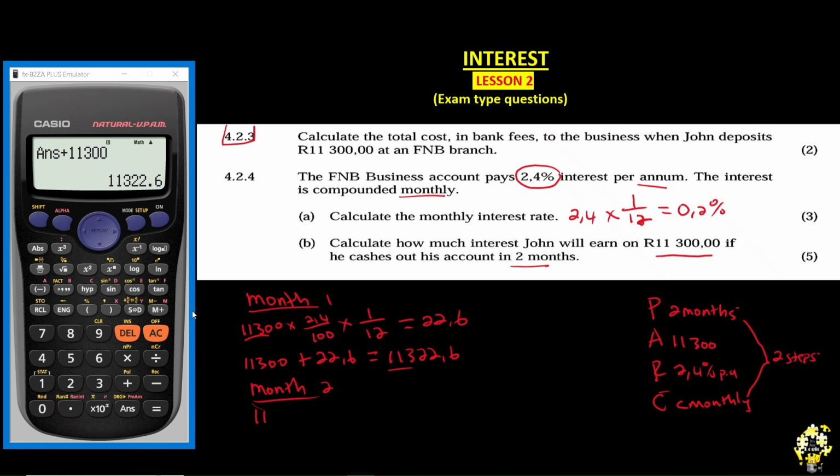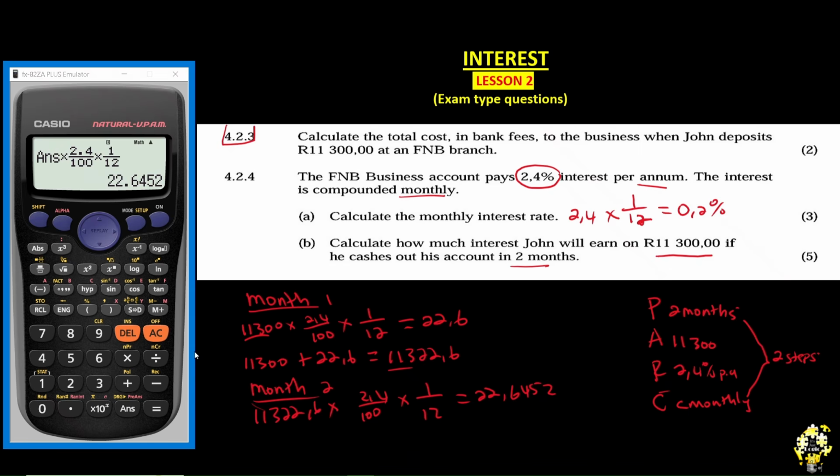So we say 11,322.6 multiplied by 2.4 over 100 multiplied by 1 over 12. What do we get? Okay, it's already here. So let's just say 2.4 over 100. And let's multiply this by 1 over 12. So it says that we get 22.6452. Are we done? What is this? No, this is the interest. Are we done? No, we are not done.